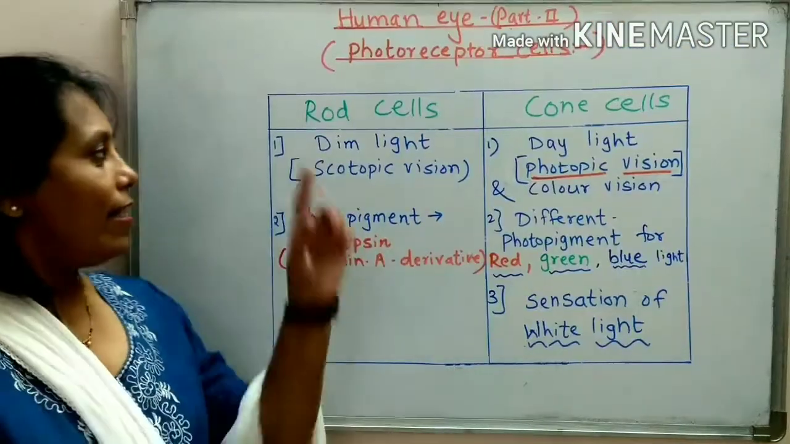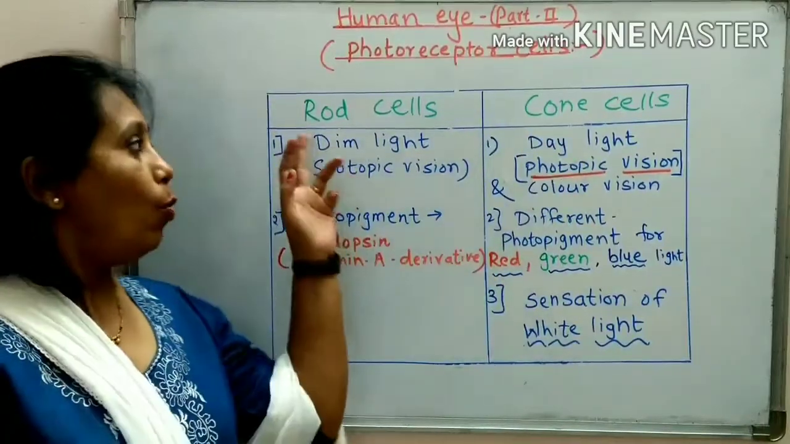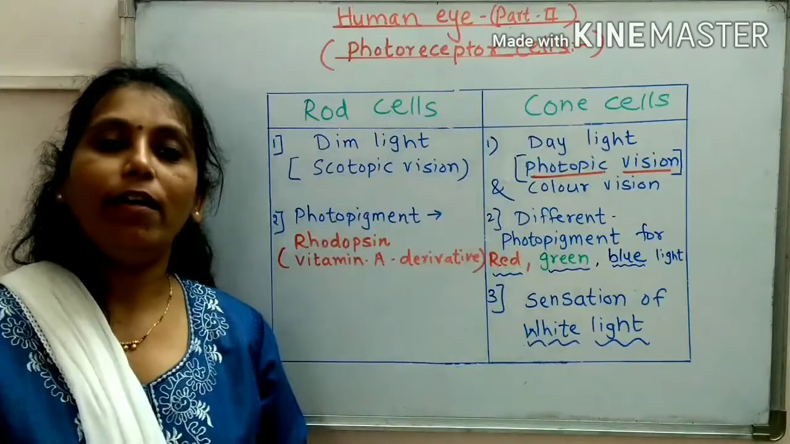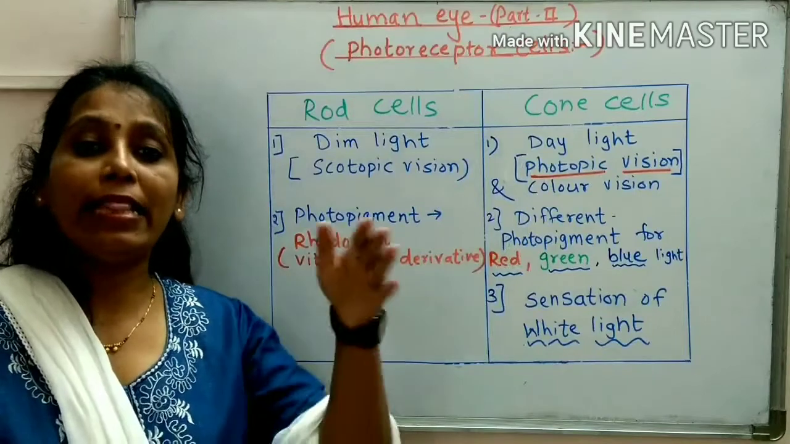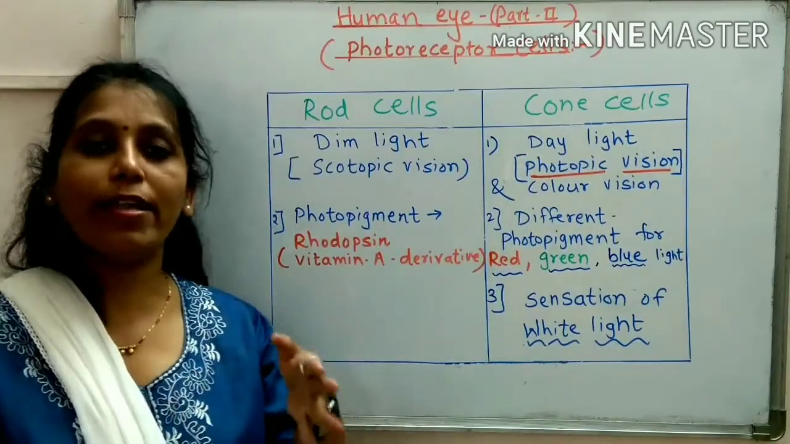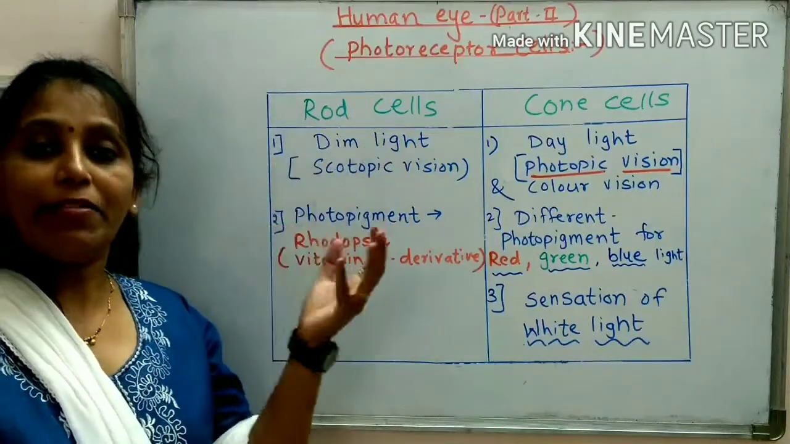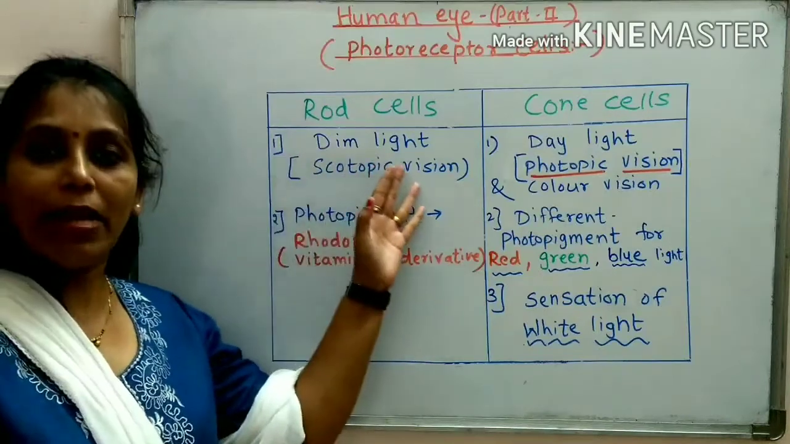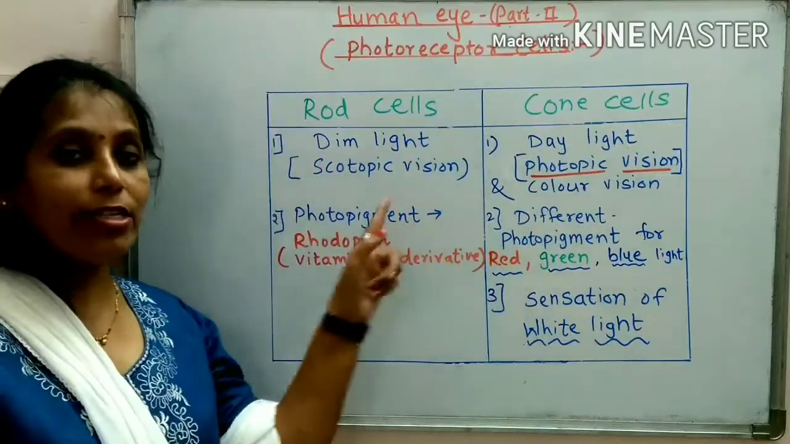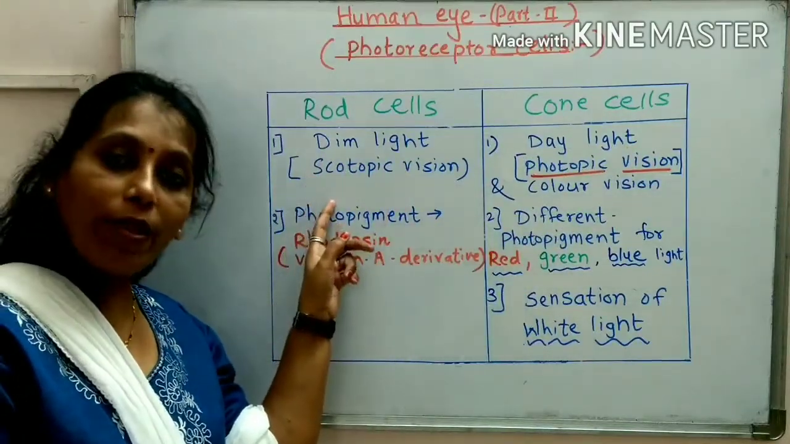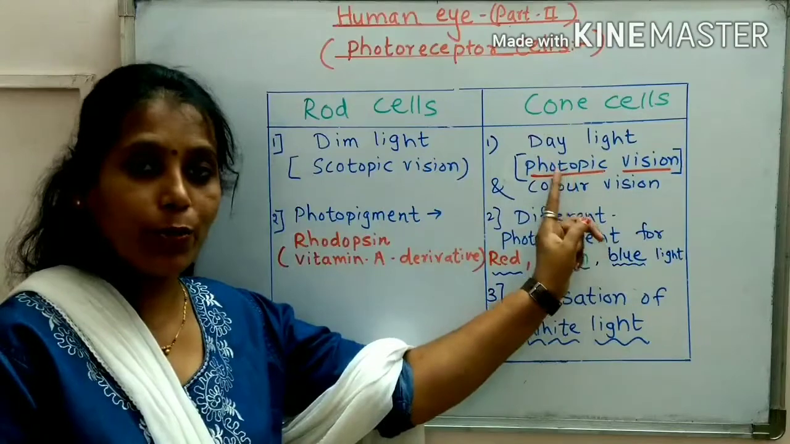We will study the characteristics of rod cells and cone cells. But you should know what we mean by rod cells and cone cells. Rod cells and cone cells are the photoreceptor cells present in the retina. Retina is the innermost layer present in the human eye. Rod cells are active when there is dim light, and cone cells are active during daylight. So this vision is called scotopic vision, and the other is called photopic vision. Photo means light, so you can remember it like this.